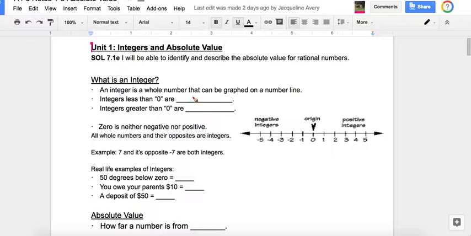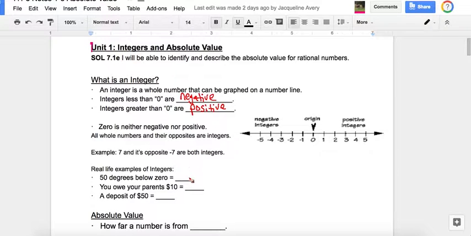So an integer is a whole number that can be graphed on a number line. Integers less than 0 are negative, and integers greater than 0 are positive. Zero is neither negative nor positive, so we call that neutral. It's also called the origin, the point where you start. All whole numbers and their opposites are integers. For example, 7 and its opposite, negative 7, are both integers.